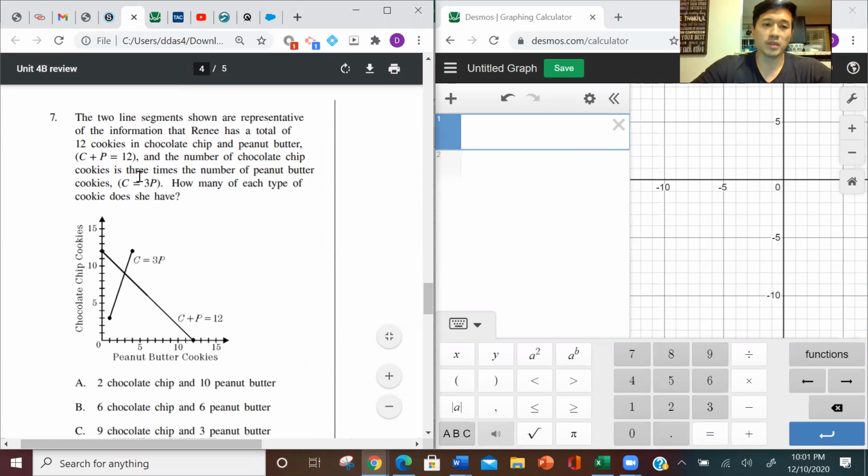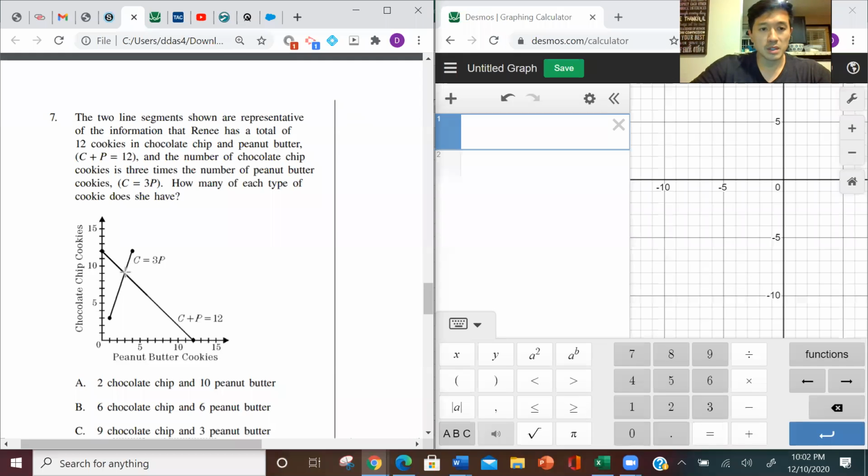So this is actually a really good review of how to write an equation based on a statement. So the chocolate chip cookies equal 3 times the number of peanut butter. So how many of each type of cookie does she have? Well, what do you have to do? You have to find out where they meet.